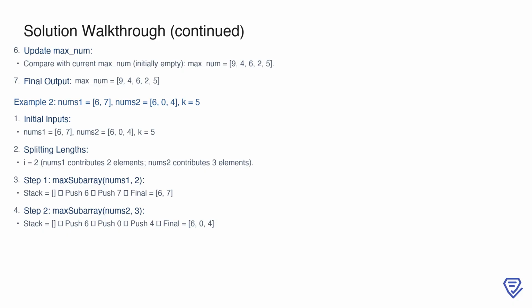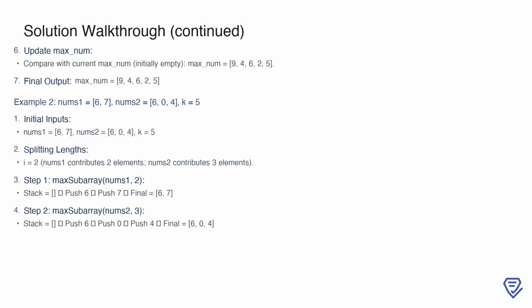Moving on to the second example, we have nums1 as 6, 7, nums2 as 6, 0, 4, and k is 5. Again, we determine the split of k between nums1 and nums2. Here, i is 2, so nums1 contributes 2 elements and nums2 contributes 3 elements. Using max subarray on nums1 with a length of 2, we push 6 and then 7 onto the stack, resulting in the subarray 6, 7.